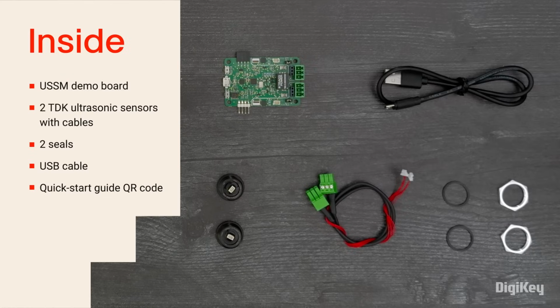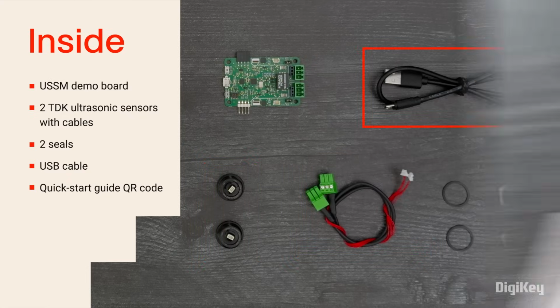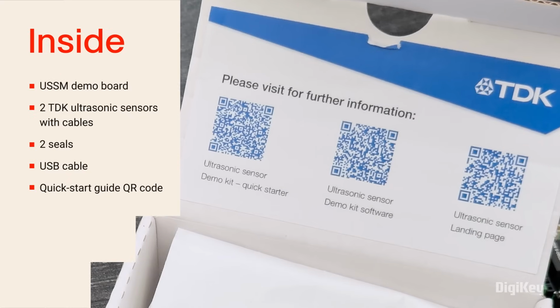Inside the kit, you'll find a USSM demo board, two TDK ultrasonic sensors with cables, two seals, a USB cable, and a QR code for the quick start guide.